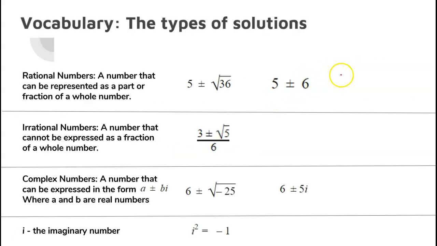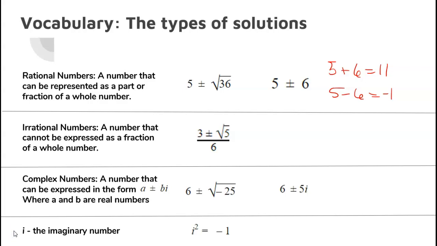So when you are solving a quadratic equation, there are three types of solutions that you can find. A rational solution, which consists of rational numbers, a number that can be represented as a part or a fraction or a whole number, such as 5 plus or minus the square root of 36, which can be rewritten as 5 plus or minus 6, which then gives us two solutions. One is 5 plus 6, which is equal to 11, and one is 5 minus 6, which is equal to negative 1.